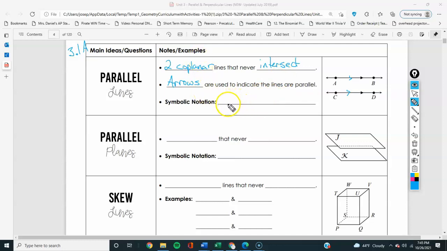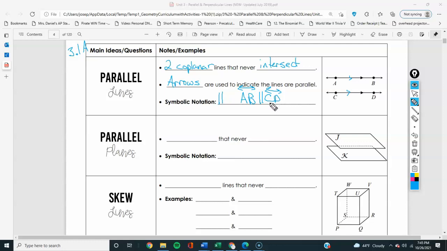So our symbolic notation to show something's parallel is two straight lines down, not the number 11. We'd say line AB, with a line hat, is parallel, two lines, to CD.